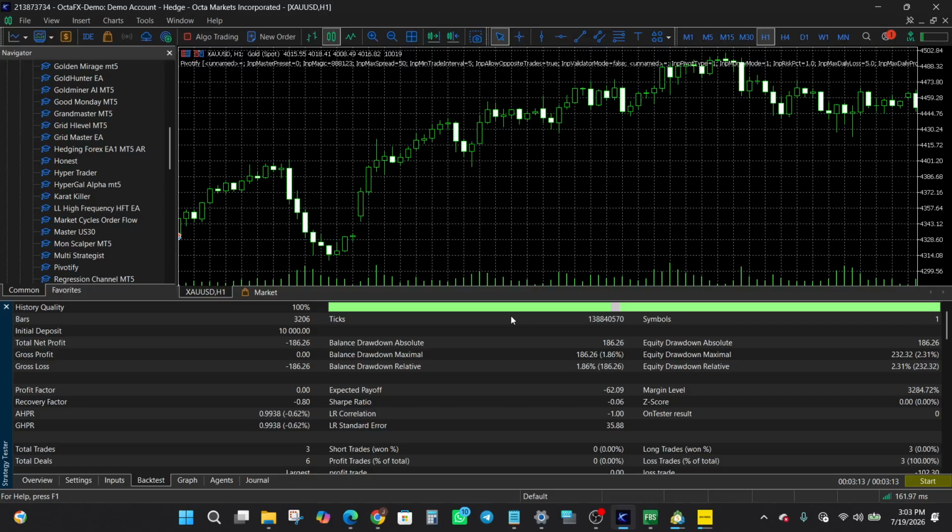And this lines up with what I just flagged. This test started with an initial deposit of $10,000, right? And by the end of the test period, the account showed a very small net loss of about $186. Okay, so now let us break down how it got there.